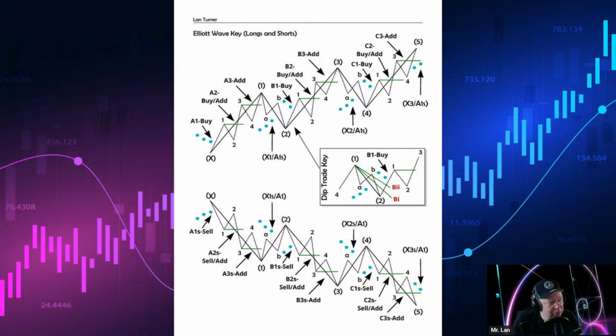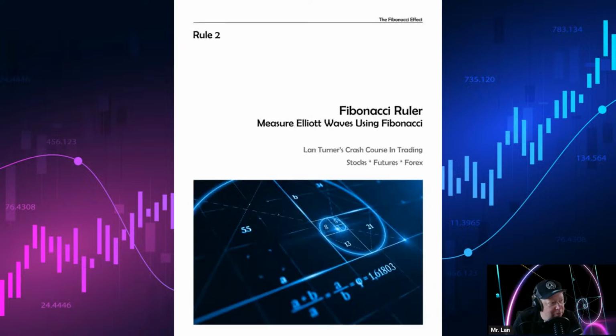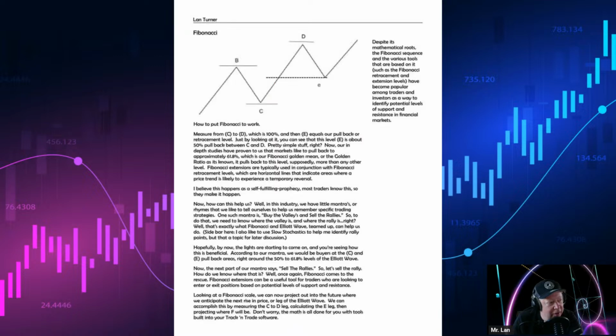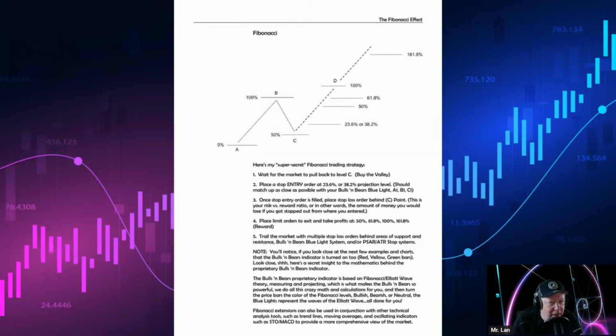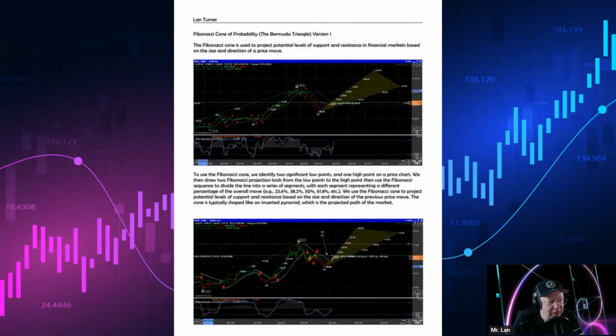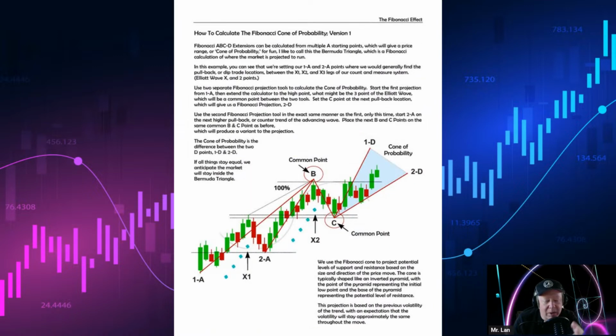And then this is where we're going to set it all up for you and show you how these markets work. And this is how we count it. This is how we measure it. And then we go into the Fibonacci. Now here's how you do Fibonacci. And here's where you do all this. This is how the Fibonacci bow tie and the Fibonacci projections come into play. And this is where they all work into each other. And this is where the support and resistance lines are. And here's how you do the Fibonacci cone of probability.